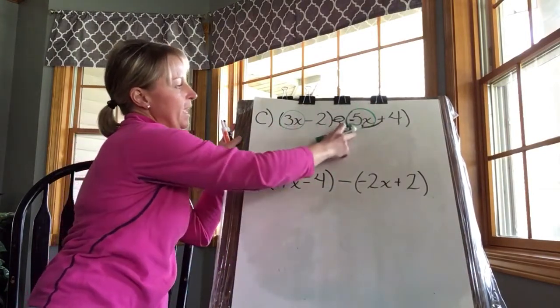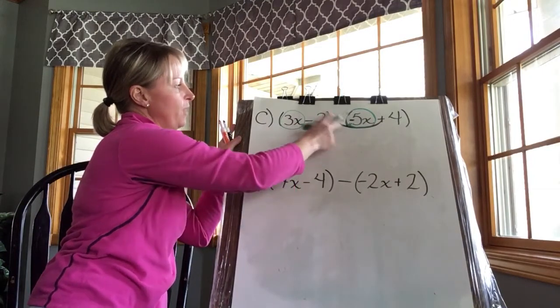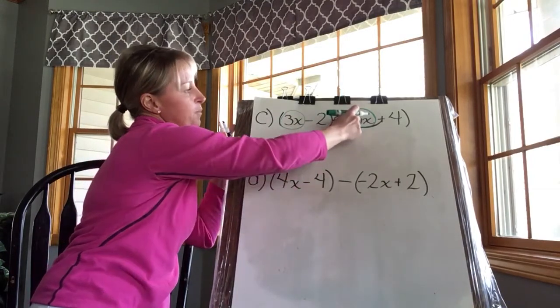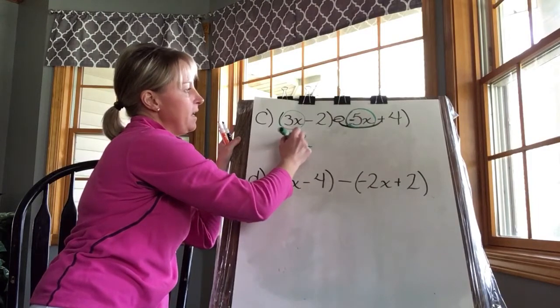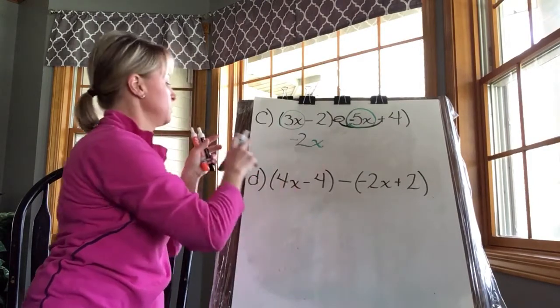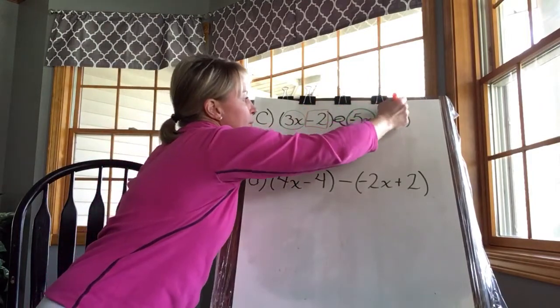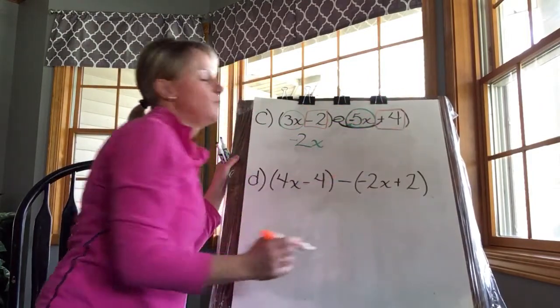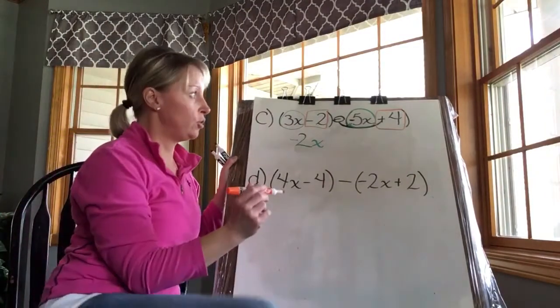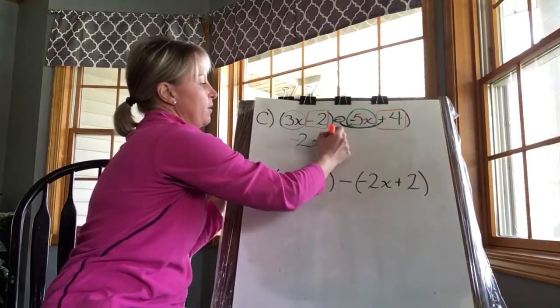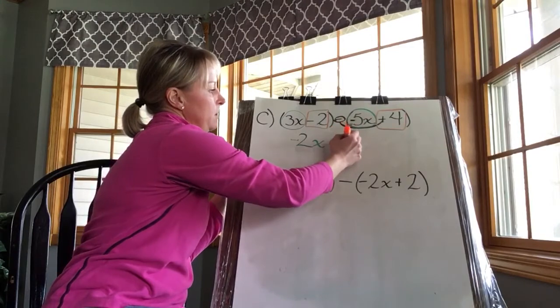So we have a negative and a positive, so we're going to subtract. So 5 minus 3 is 2. Keep the sign of the bigger number. So now it's a negative 2x. A negative 2 and a positive 4. 4 minus 2 is 2. So we're going to take the sign of the bigger number. So now we have it's plus 2.